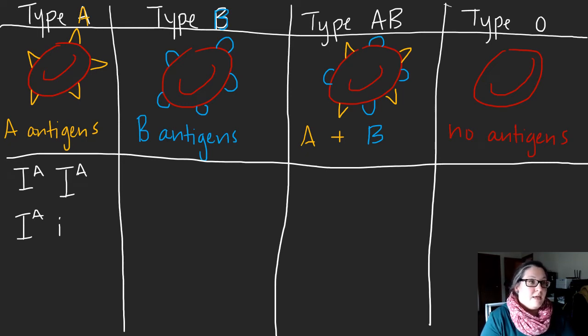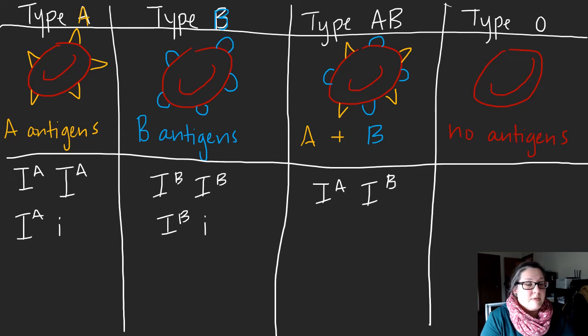In the B type blood, we can have IB, or IB little i. Just like that. Just like A. Now type AB blood has to have IA, IB. Doesn't matter what order they're in, but I do AB. And type O has little i, because the little i does not code for any sort of antigens on the surface.